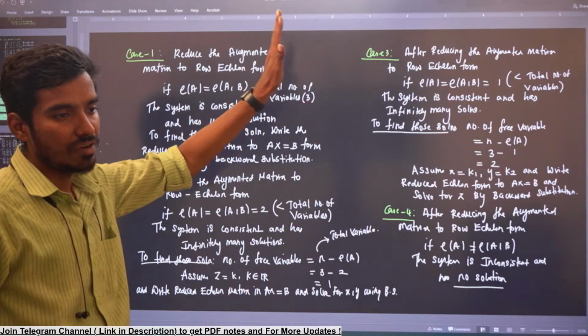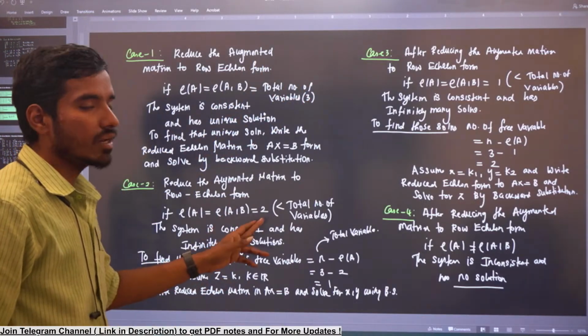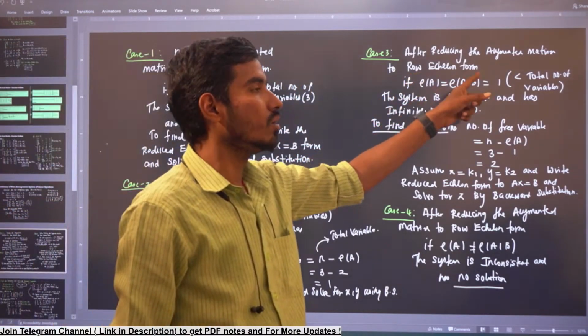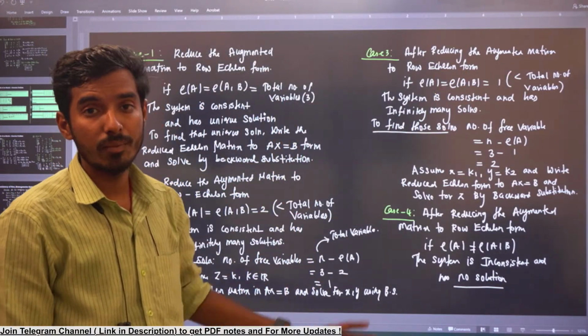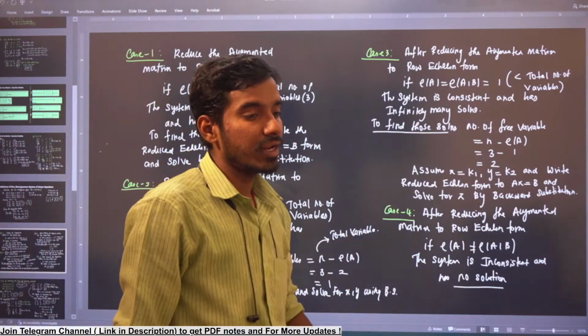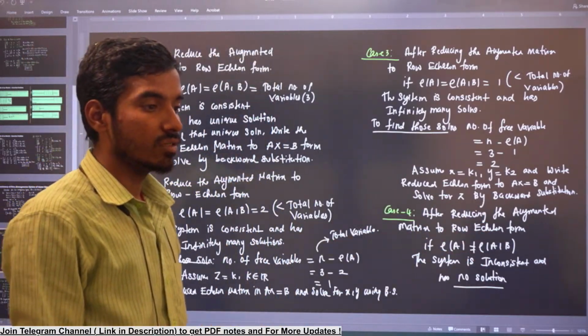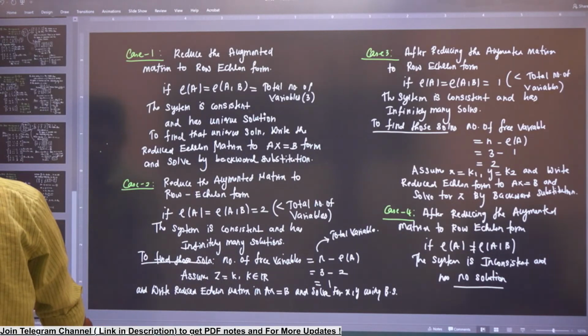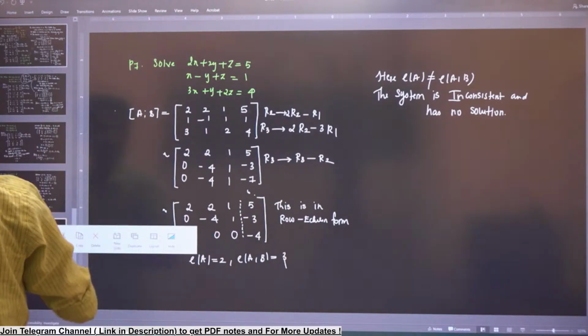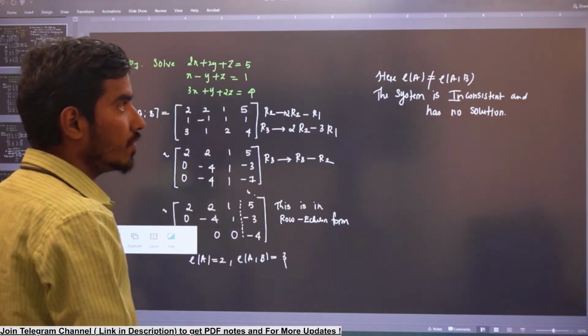In the previous class, we discussed all this. If both the ranks are equal to 2 or both equal to 1, that is for the augmented matrix and the A matrix, then the system is consistent and has infinitely many solutions. If rank of A and rank of A comma B are not equal, then it has no solution. Based on that, in the previous class we solved 7 problems, right? So we'll continue with the 8th problem.